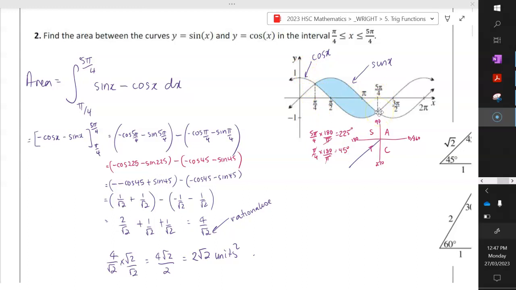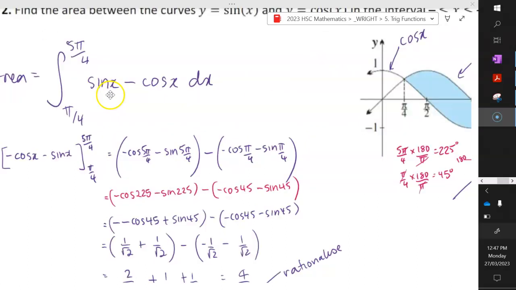Now, you need to figure out which curve is which. We know cos starts at 1, sine starts at 0 when we're on the y-axis. So cos is that curve that moves along this part here. So in the interval pi over 4 to 5 pi over 4, cos is our bottom curve. Sine starts at 0, sine is this top curve. So in the interval, sine of x is above cos of x, so we need to do sine of x minus cos of x in that interval, because it's the above curve minus the below curve within that range of x values.